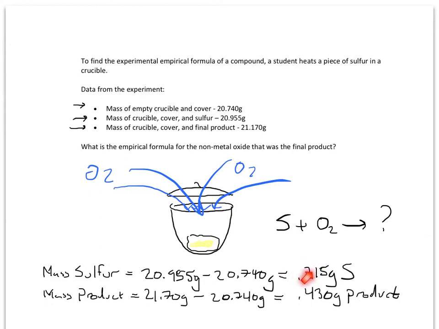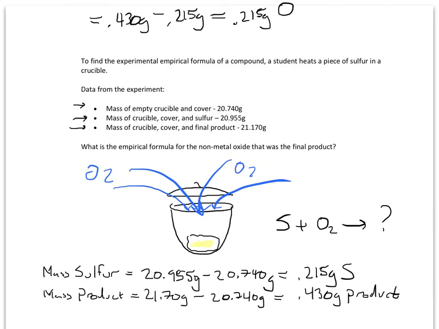So the sulfur weighs 0.215. The sulfur plus oxygen is 0.430. To figure out the oxygen, we would subtract this number, 0.215, from that number right there. So our mass of oxygen is going to be the 0.430 grams minus the mass of just the sulfur, which is 0.215 grams. And that turns out to be 0.215 grams. So we do have the same mass of oxygen as we do sulfur.